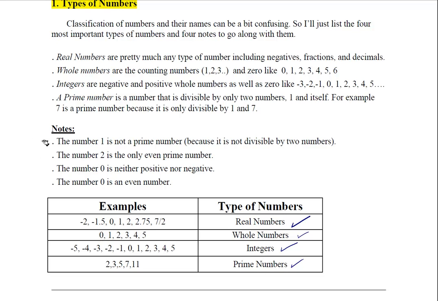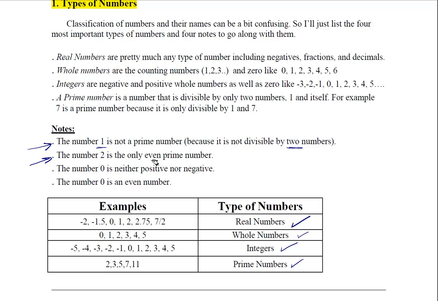Now, let's go over some of these notes. The number 1 is not a prime number because it is not divisible by 2 numbers. How? A prime number is a number that is divisible by 1 and itself. 2 numbers, 1 and itself. The number 1 is divisible by 1 and itself, which is still 1. So it's only divisible by 1 number, so it's not a prime.